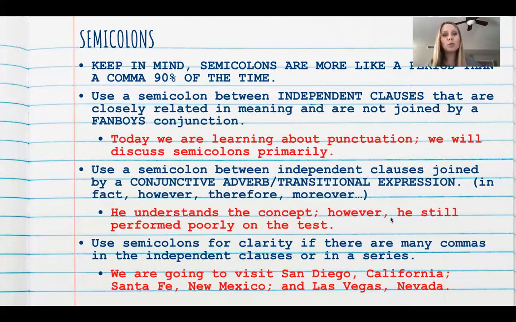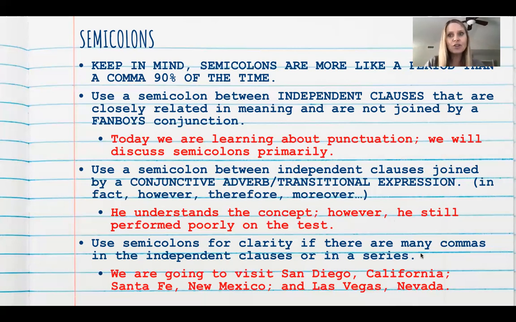So this is when I still have two independent clauses and I want to combine them with a however or therefore or moreover, some kind of conjunctive adverb: semicolon before, comma after. If you have just one independent clause and you're using the however as a parenthetical expression, or just inserting it, then you just use commas before and after. But in this case, with two independent clauses, you really need that semicolon, however, comma.